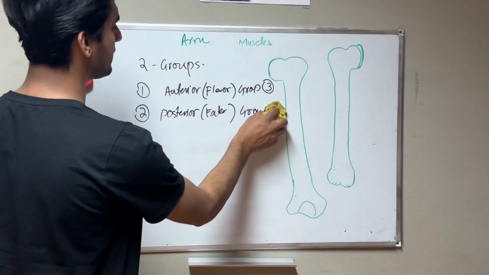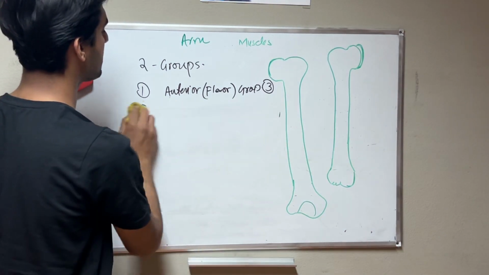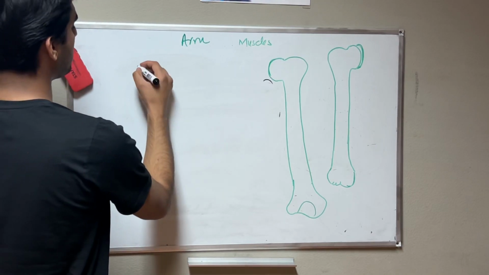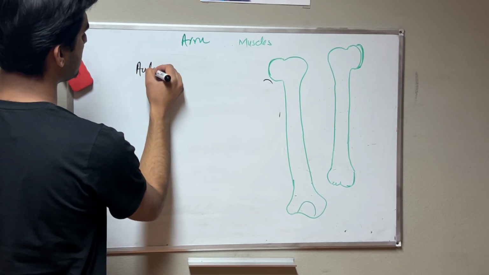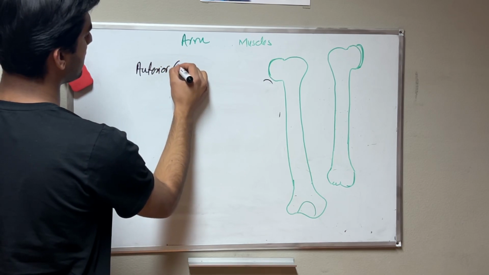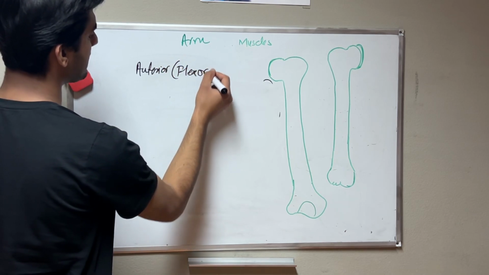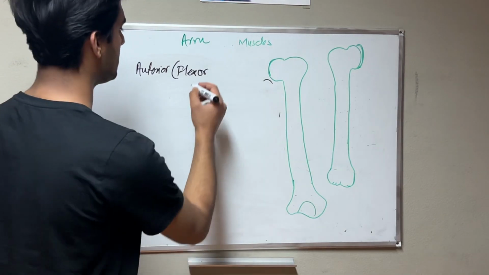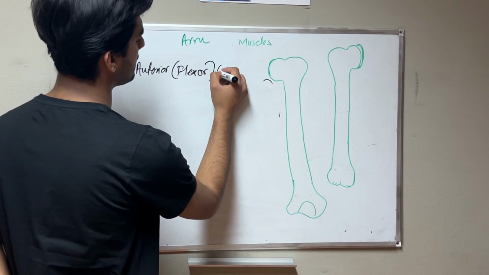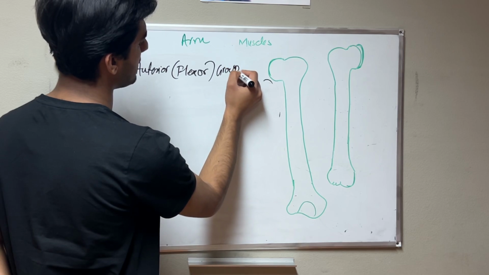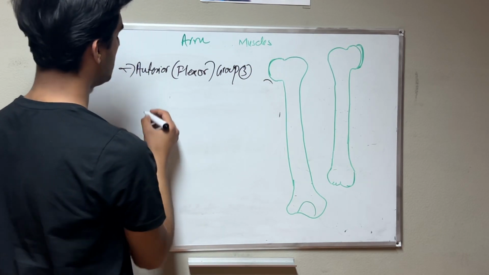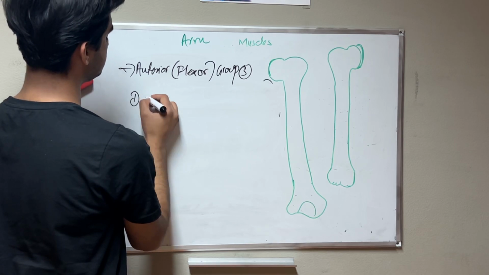First we will discuss the first group of muscles, the anterior group of arm muscles. The anterior group is the flexor group, because these muscles help in flexion. I will write 3 here, because we have 3 muscles. The first muscle we have is the brachialis muscle.